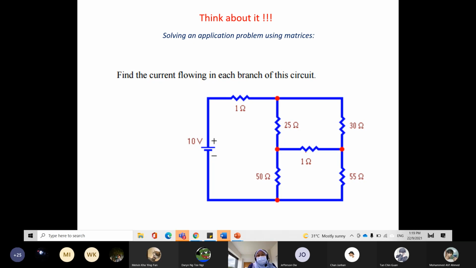For example, let's say we take this one as current 1, this one as current 2, using Roman numerals, and this one as current 3. So how do we find the current that flows into this circuit? You may write down Kirchhoff's rule.